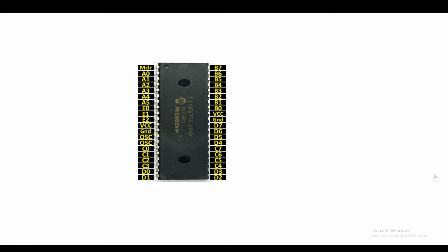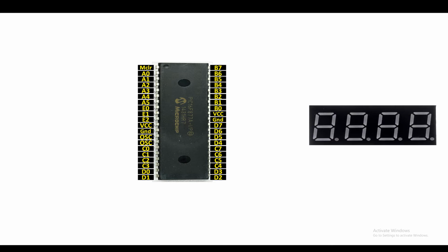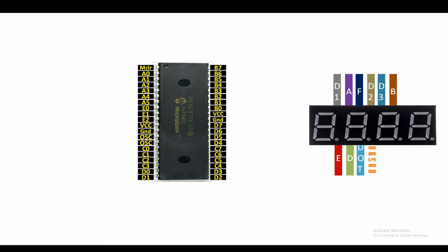So guys, now this is our PIC16F877A microcontroller having 40 pins. It's a DIP version. This is our 7-segment cathode type display. It's the top view. Now let me label it again for you. At the back, top left, you have digit 1, then A, then F, then digit 2, digit 3 and then the B pin. Then at the bottom left, you have E, D, dot, C, G and the D4 pin. Now guys, let's connect it with the PIC.